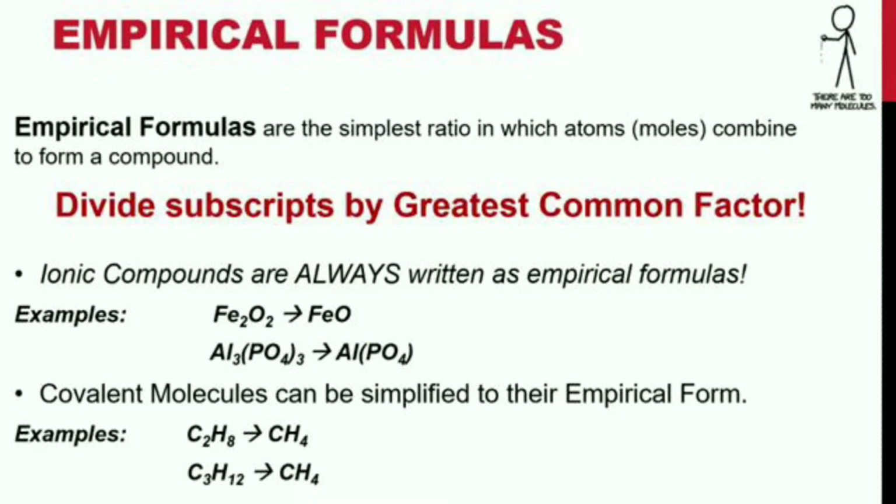Covalent molecules can be simplified to an empirical form, but they are not always simplified. So here in this example, you can see that we begin with the formula C2H8. If we simplify the formula by dividing by the greatest common factor, we get an empirical formula of CH4. The next formula, the molecular formula, is actually C3H12, but its empirical formula is exactly the same as the different molecule above.